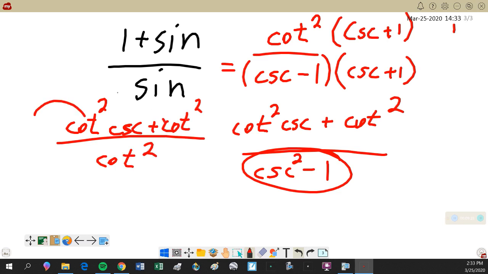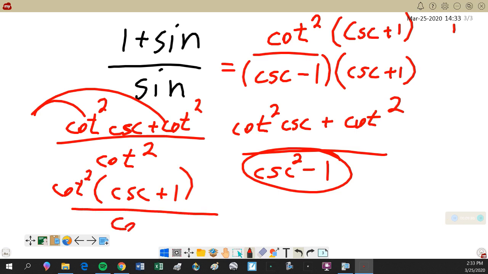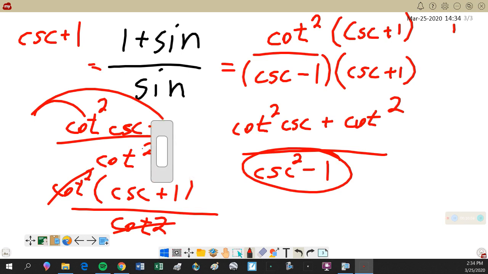I'm going to pull a cotangent squared out of that, and I get cosecant plus 1, and that's over cotangent squared. So cotangent squared kills cotangent squared, and I get cosecant plus 1. Did I mess something up? I don't think so. Well, I want that to be equal to 1 plus sine over sine.